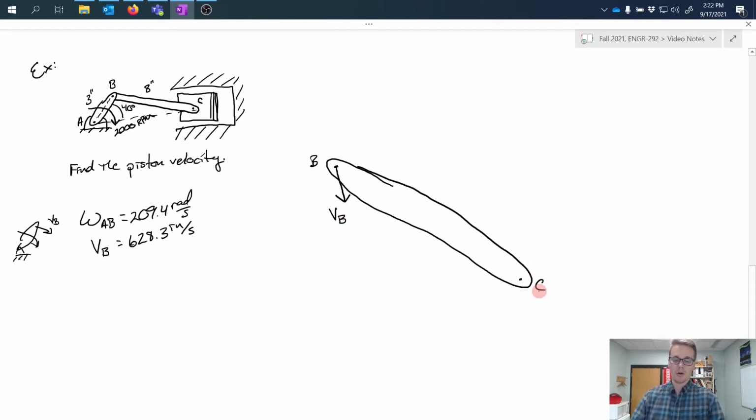Next, or ultimately what we're trying to find then, is the velocity of the piston, which we're calling VC. Now, from an instantaneous centers perspective, the things that we know are that our instantaneous center must lie on the line that is perpendicular to my two velocity vectors. So it must be located there. And realize I have a point labeled C already, so I'm going to call this IC.